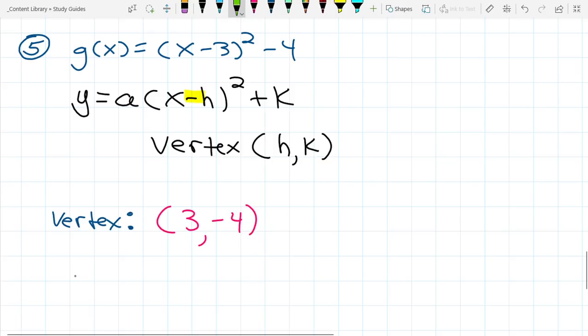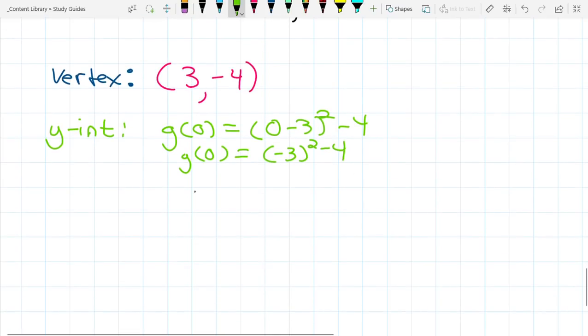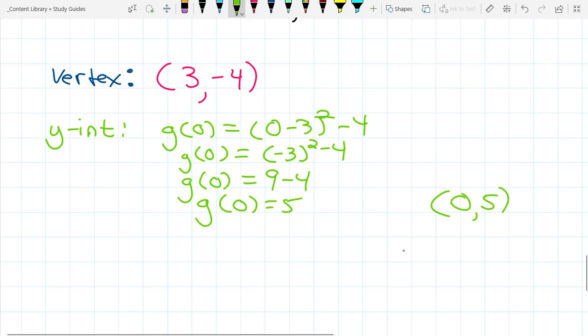The next thing that we have to find is our y-intercept. So we do what we've always done. To find a y-intercept, the x's turn into zeros. So we would say g of 0 is equal to (0 minus 3) squared minus 4. Let's do subtraction first, so 0 minus 3 is -3, so (-3) squared minus 4. Now we do our exponents. G of 0 is equal to 9 minus 4, so g of 0 is equal to 5. So your y-intercept is located at (0, 5).